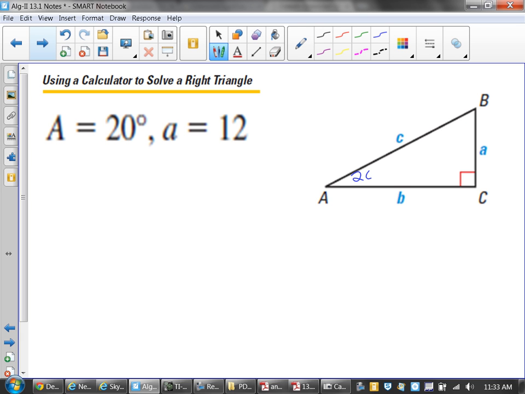So I know I've got a 20 degree angle here, and I've got 12 here. If I need to solve for all the other parts, one of the easy things to do is just label out what you've got to find. Remember, that will help you remember what you've got to find. Now, in this case, what's the easiest thing to find first? What's the other angle? The other angle is 70.